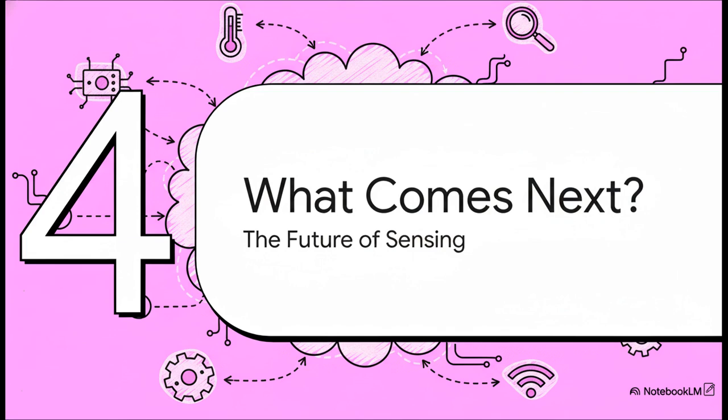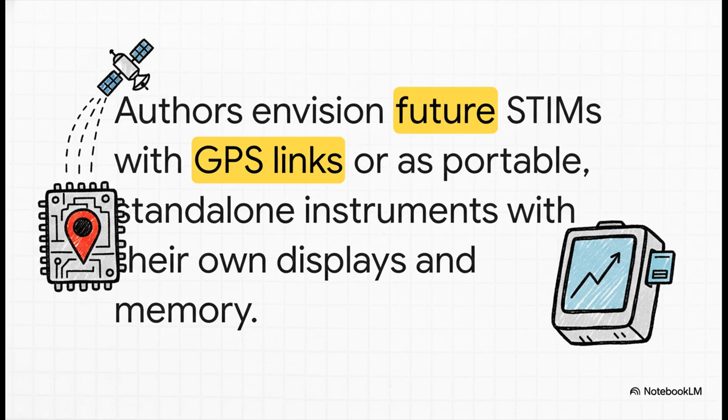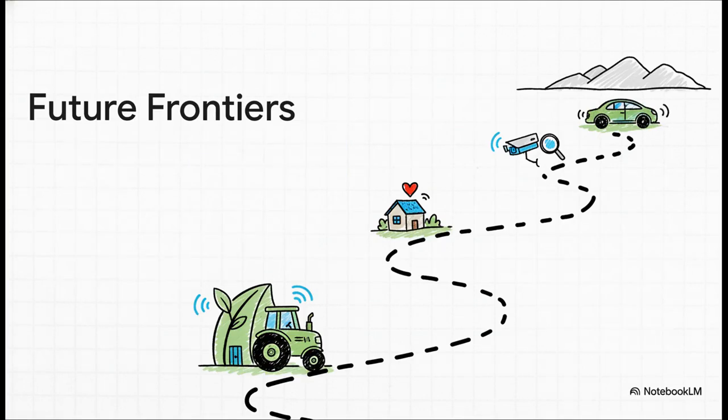So with such a powerful standard already in place, what does the future of all this connected sensing even look like? Well, the vision for the future is even more integrated, if you can believe it. Researchers are already imagining STIMs with GPS built right in for location-aware sensing, or even STIMs with their own little screens and memory, basically turning them into tiny, portable, totally standalone measurement tools. And the potential applications? We're just scratching the surface. Think about smart agriculture, where you can swap sensors in and out of a field as needed, or elder care, with standardized health monitors that can be easily integrated into a person's home. The possibilities, from green buildings to intelligent transportation, are just immense.